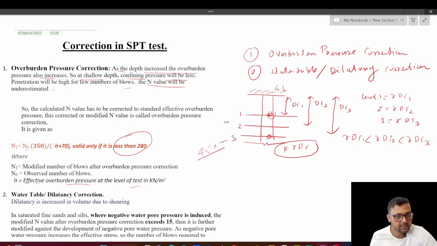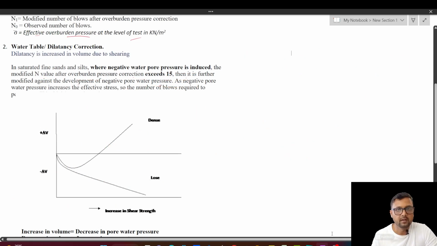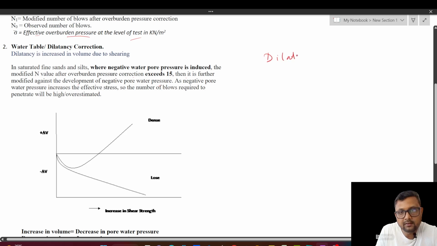Now this is the overburden pressure correction. Next one is the water table or dilatancy correction. Now let us see the second correction, that is, the water table or dilatancy correction. Now what is dilatancy?